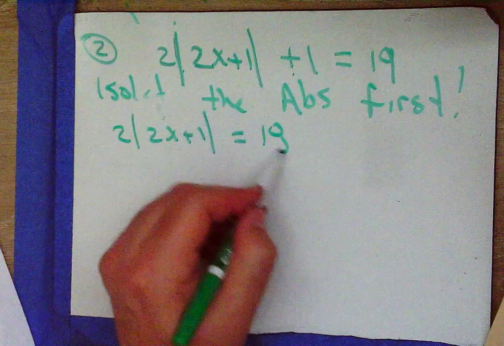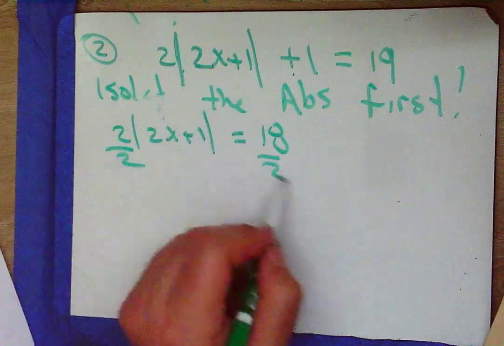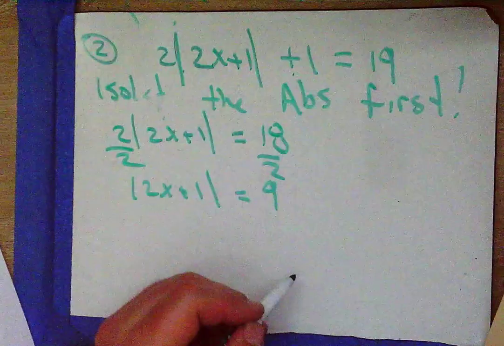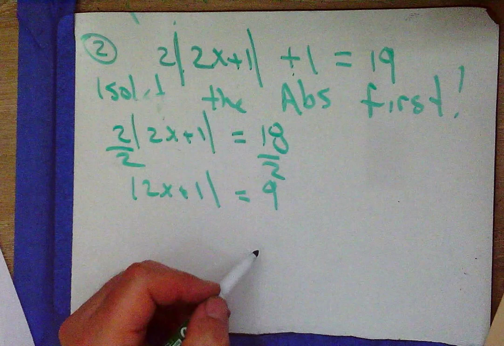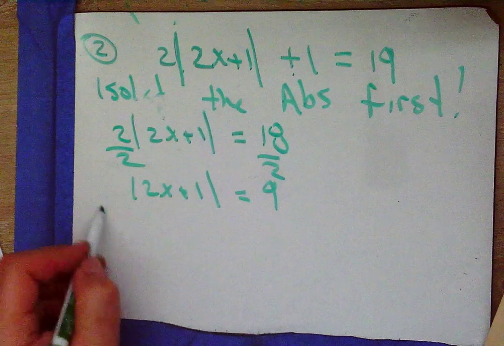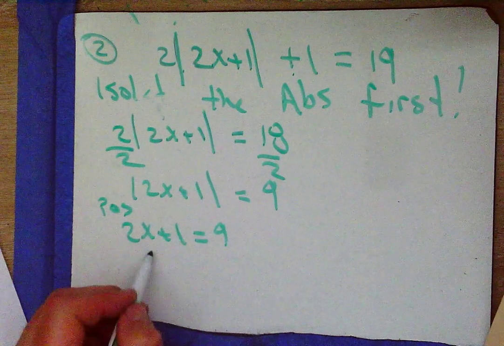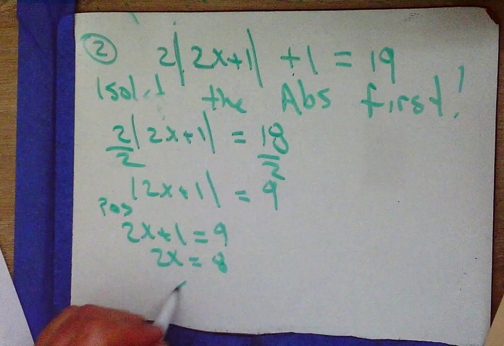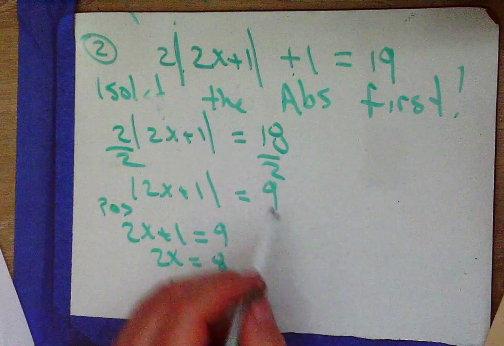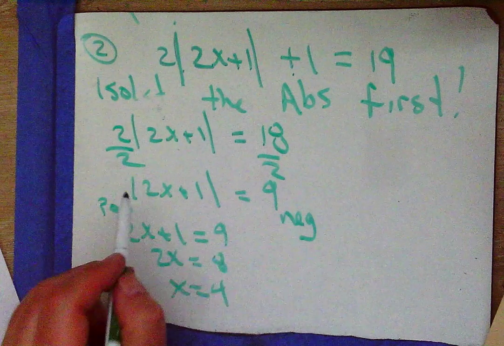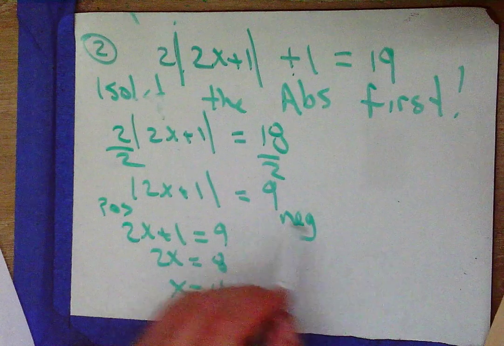So I'm going to subtract 1 from both sides and get 18 over here. I'm going to divide by 2 on both sides and get absolute value of 2x plus 1 equals 9. It's only now that I can write the positive and negative components. The positive component will be 2x plus 1 equals 9, or 2x equals 8, or x equals 4. The negative component, however, I have to change the sign. Or I could change both of these, but I'd rather just change 1.